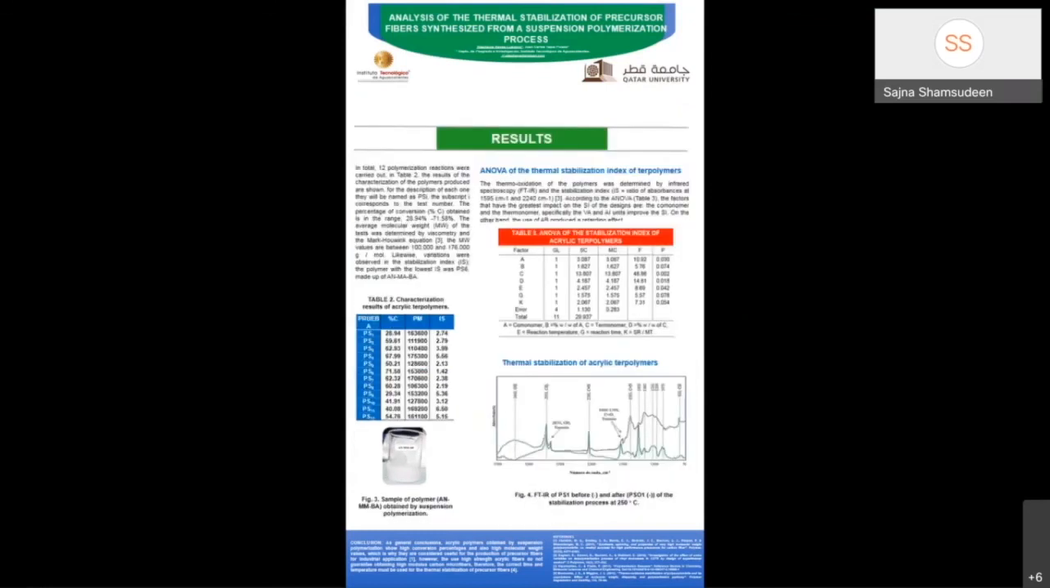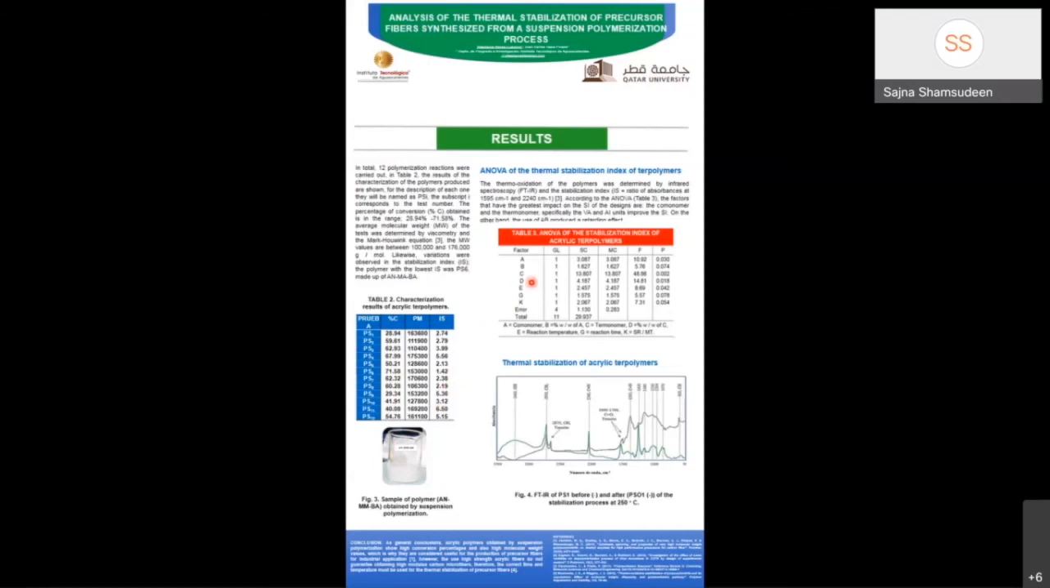Results. In total, 12 polymerization reactions were carried out. In Table 2, the results of the characterization of the polymers produced are shown. For example, the percentage of conversion obtained is in the range of 28 to 72. In Figure 3, you can see a sample of polymer obtained by suspension polymerization.